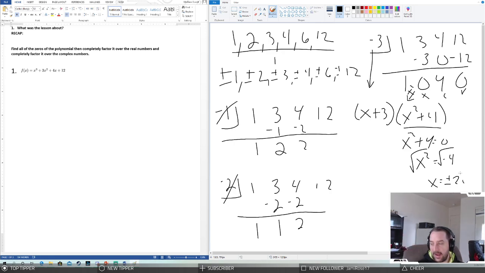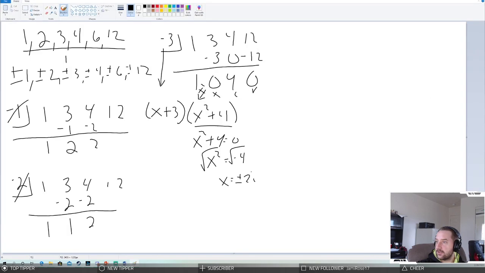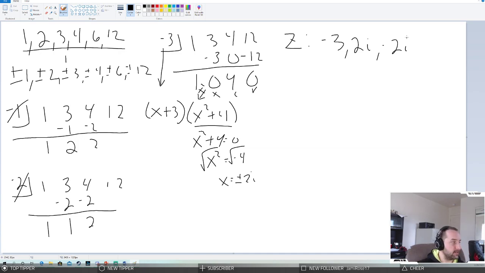So, everything's been broken down. Everything is factored, quote unquote, so to speak. There's nothing I can break it down even more. So, all I need to do now is just answer the question. So the first piece, it says find all the zeros, and I'm going to extend this. So my zeros are going to be negative 3, 2i, and negative 2i. So that's the first piece there.